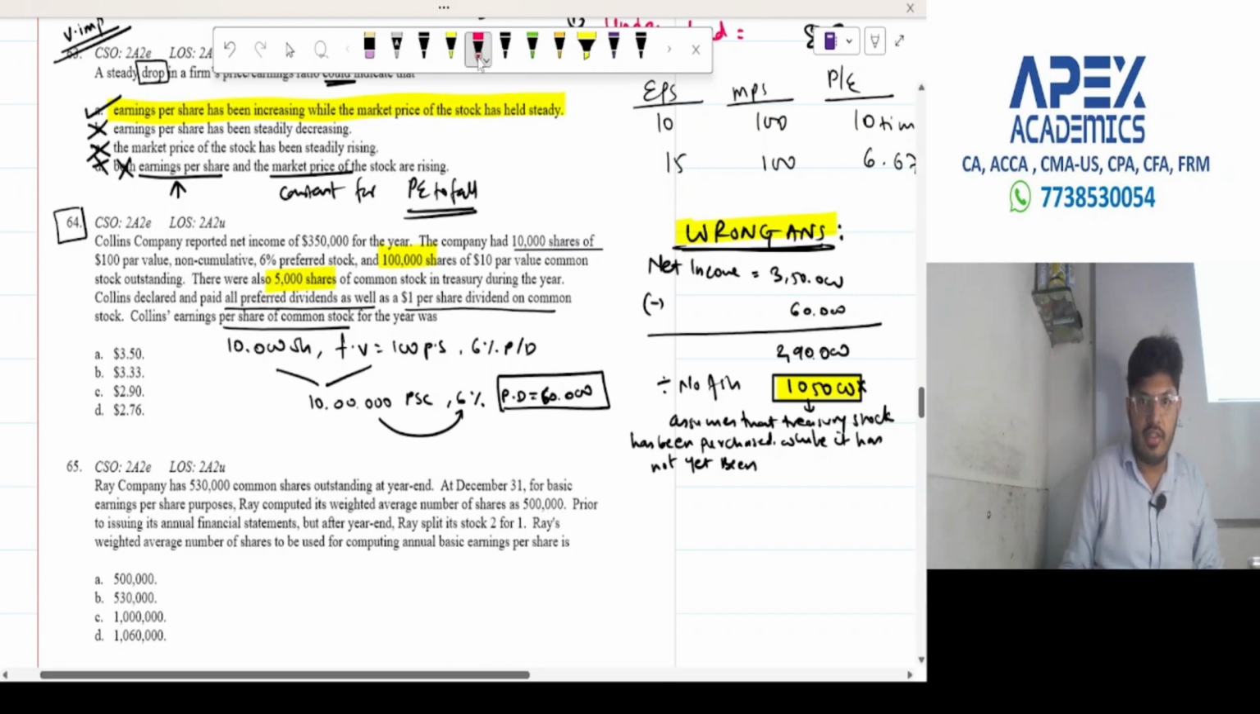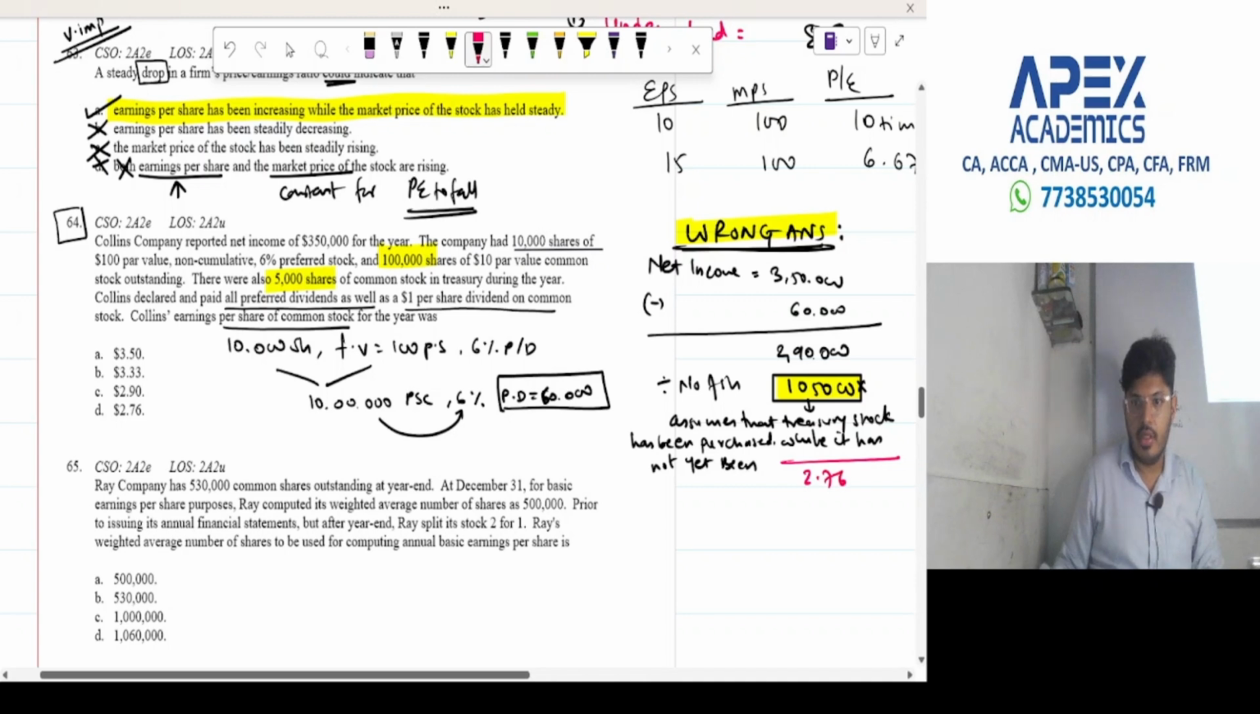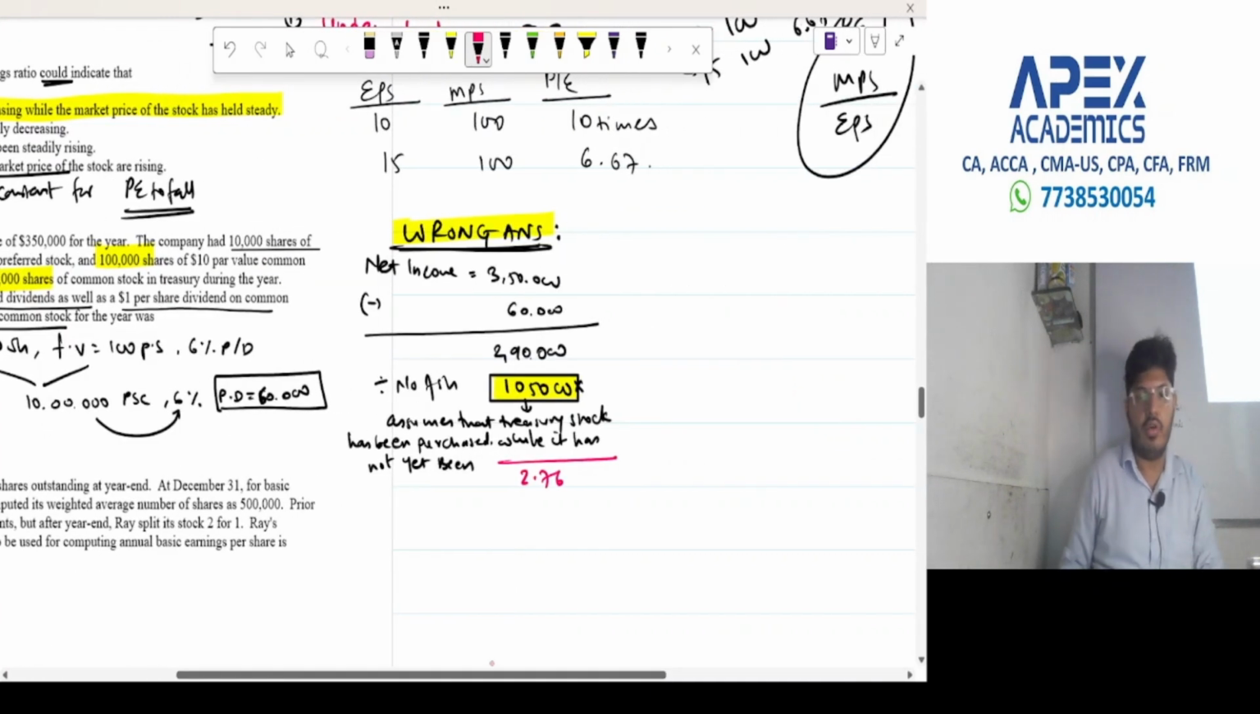So if you divide this 2,90,000 by 1,05,000, what is the answer you get? You get the answer 2.76, if I'm not mistaken, right? This is wrong. See here, 2.76 is a wrong answer. They have given that answer because students will think that way. What is the ideally correct answer? Now pay attention to the correct answer.